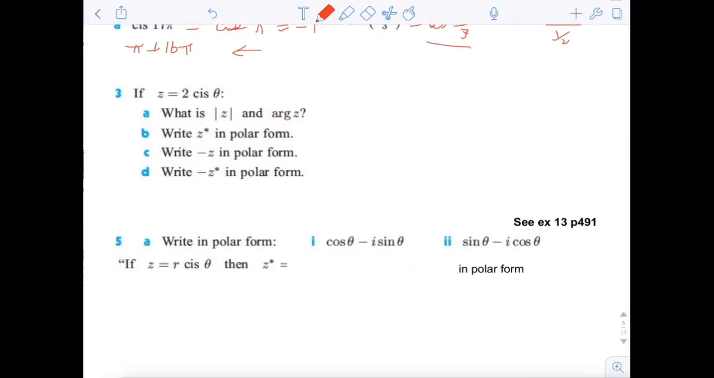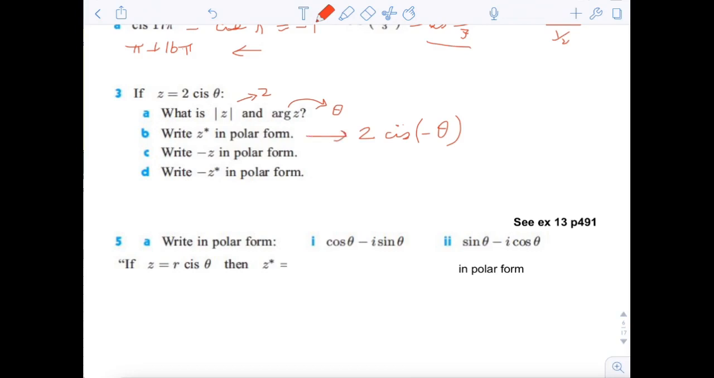What about number 3? If z equals 2 cis theta, what is the modulus of z? It's 2. And what is the argument of z? It is theta. So write z conjugate in polar form. Okay, so remember, when you have the conjugate of a complex number, the modulus stays the same and the angle becomes negative. Because basically you just flip the triangle down instead to make the conjugate. Or vice versa, you start down and you go up.